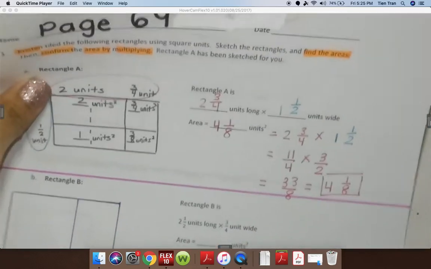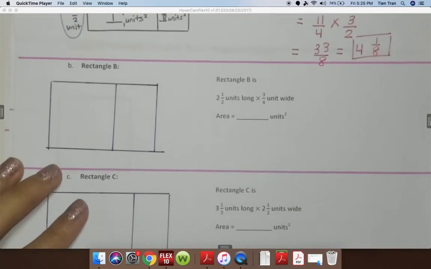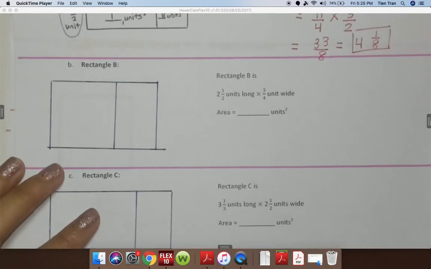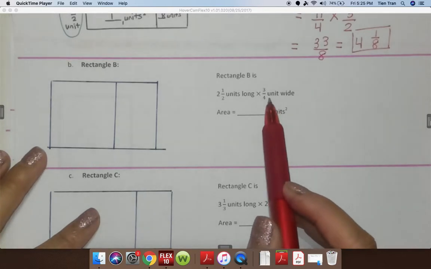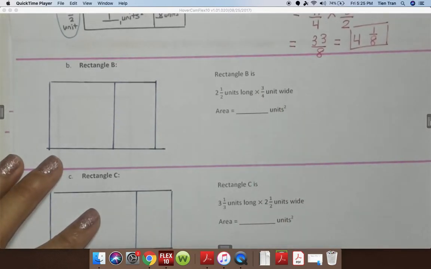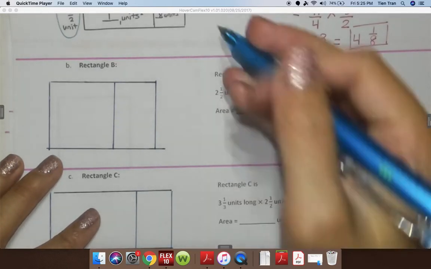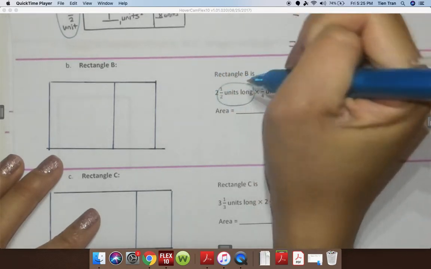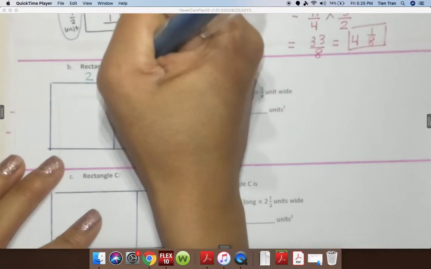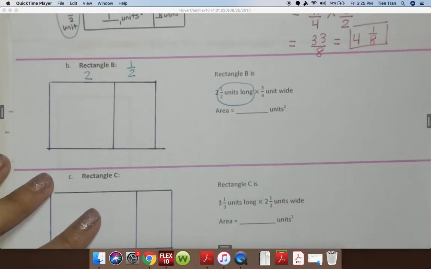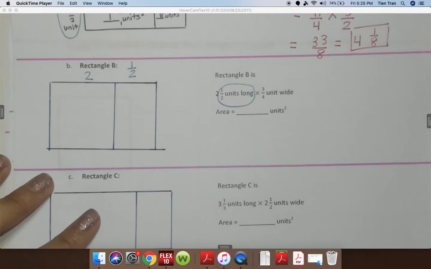Now, my next problem, problem B, it says rectangle B is 2 and 1/2 units long and 3 and 3/4 units wide. So the first one, it tells you right here, it tells you the length of the rectangle is 2 and 1/2. So I'm going to write right here 2 and 1/2. And then for my width, it tells me that it is 1 and 7/8.